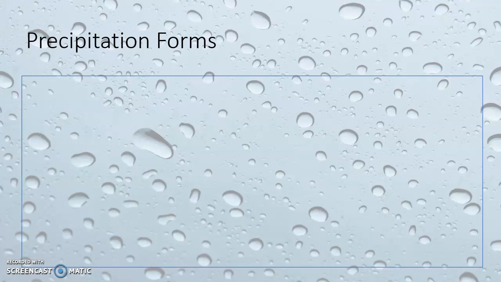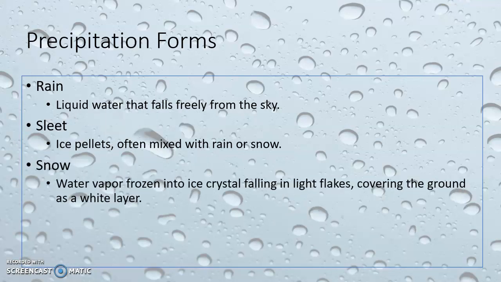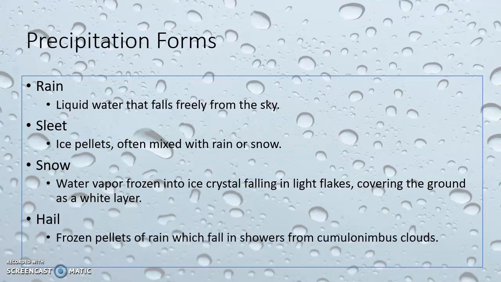There are 4 different forms of precipitation: rain, liquid water that falls freely from the sky; sleet, ice pellets often mixed with rain or snow; snow, water vapor frozen into ice crystals falling in light flakes covering the ground as a white layer; and hail, frozen pellets of rain which fall in showers from cumulonimbus clouds.